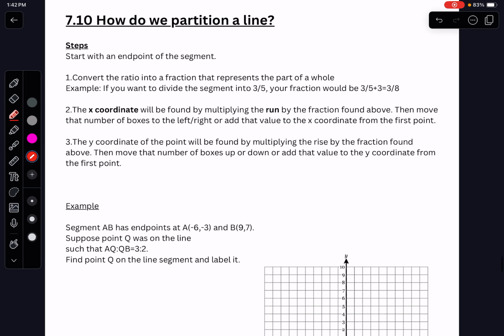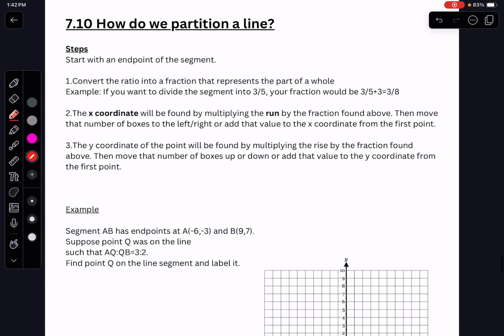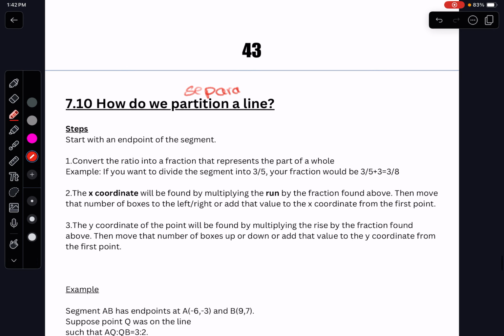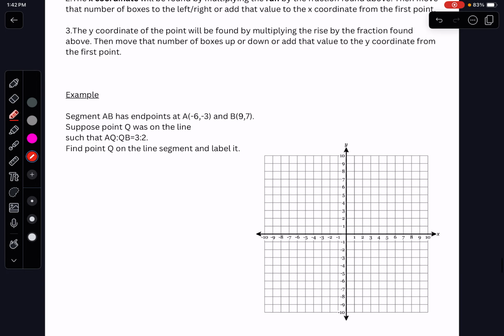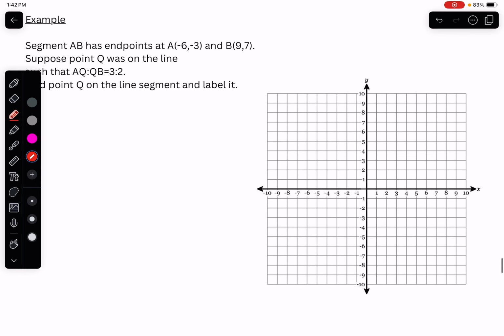So in this lesson, we're going to be talking about how we partition a line. Partition is a fancy word for basically to separate or to divide. So how are we separating this line into a given ratio? The easiest way for me to explain this is to just do one instead of going through the steps.